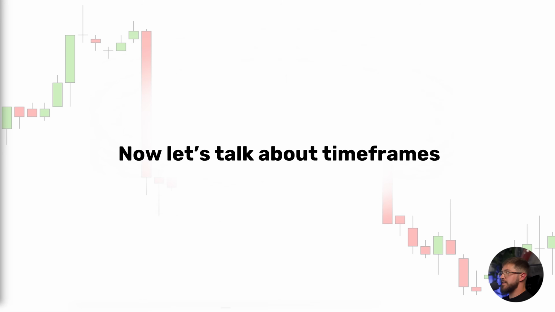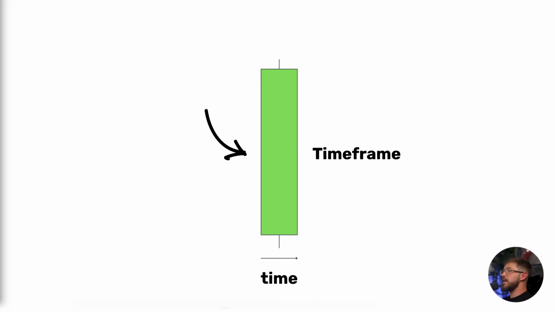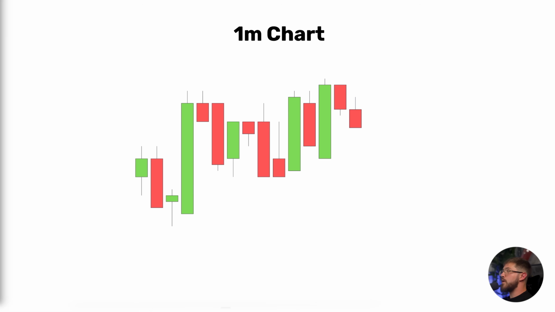Now, let's talk about time frames, because this is where a lot of new traders get confused. Each candlestick represents a specific period of time depending on what time frame you're looking at. If you're looking at a 1-minute chart, each candlestick shows you what happened over 1 minute. The open is the first price traded in that minute, the close is the last price traded in that minute, and the high and low are the highest and lowest prices reached during that minute.